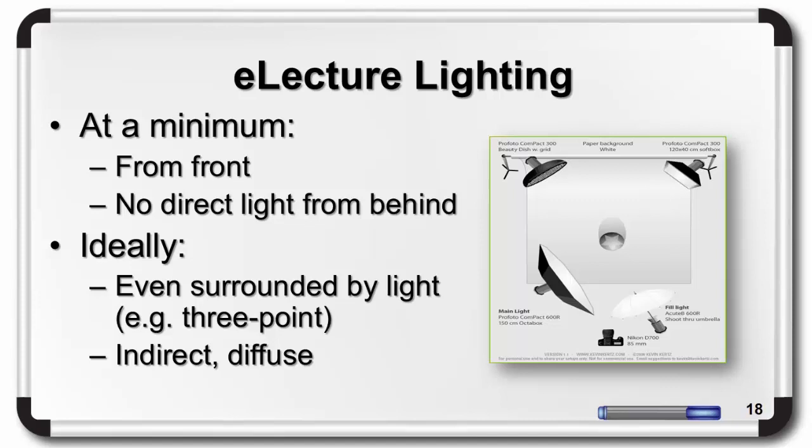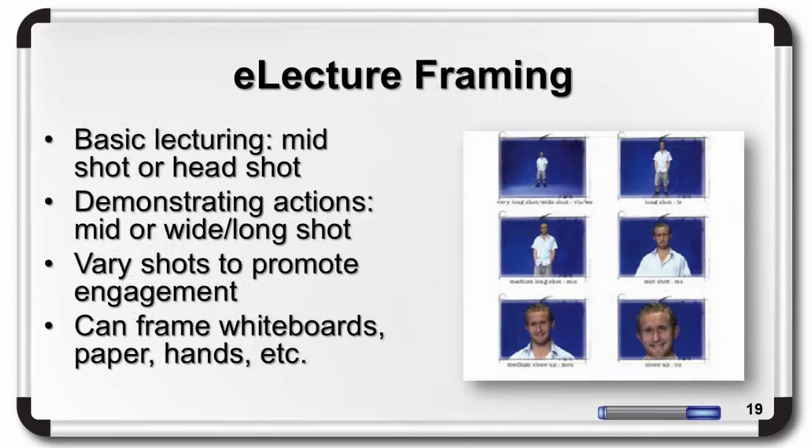If you're planning for a higher production value in your recording, you might consider 3-point lighting, which includes front lighting as well as lighting from the rear to separate you and your subject from the background. If you're recording video, you'll also want to consider how you or your subject is framed in the shot.